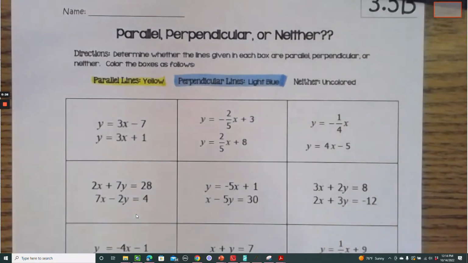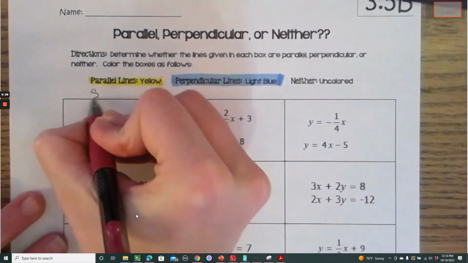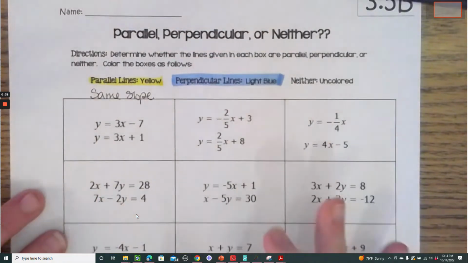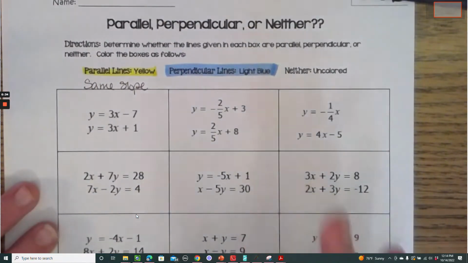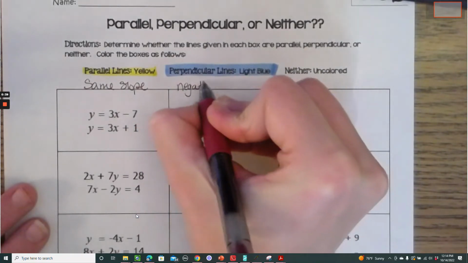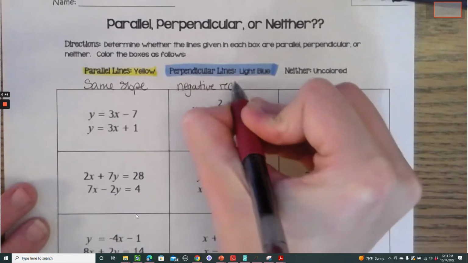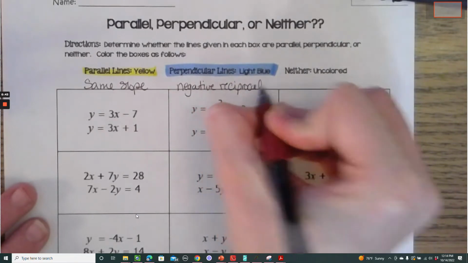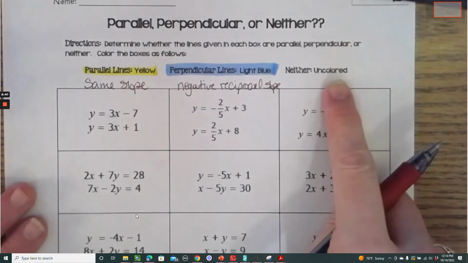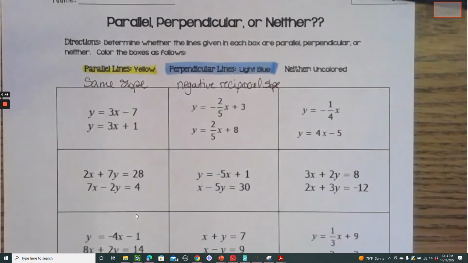All right. Parallel lines have the same slope. Perpendicular lines have negative reciprocal slopes. And then neither, we're not going to put any color in that box, but the slopes aren't the same and they're not negative reciprocals.